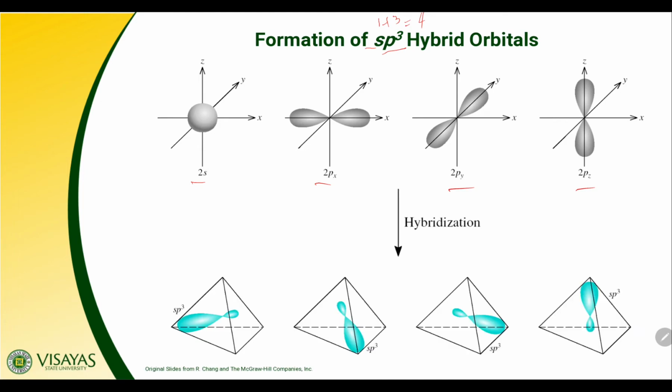As I mentioned earlier, the hybrid orbitals have a different shape than the original atomic orbitals. So if this is spherical and the p orbitals are dumbbell, our sp3 hybrid orbitals are neither spherical nor dumbbell. These are the shape of our sp3 hybrid orbitals, and they are directed to the corners of a regular tetrahedron. So we have our corner here, another one here, here, and here.